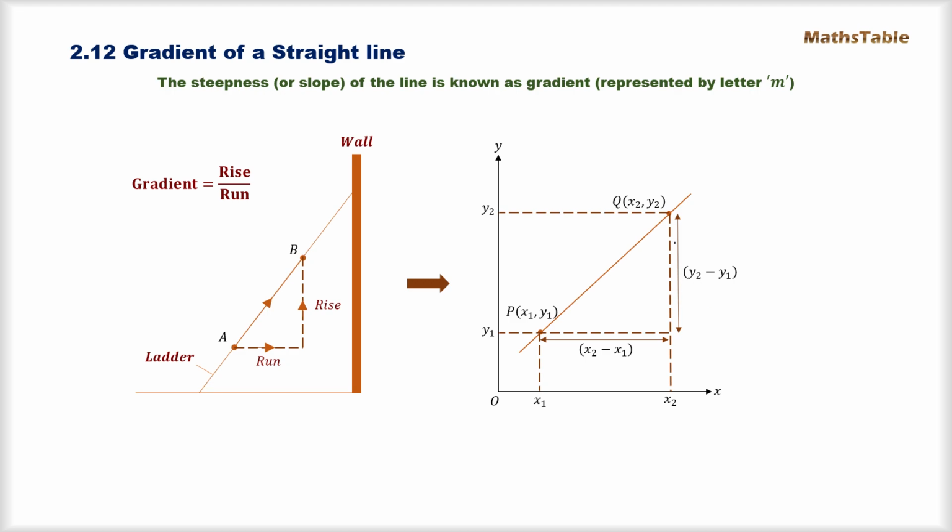Now together, this rise and run can be accommodated in the ratio rise to run, as before, and in this way we can obtain a simple general formula for finding the gradient between any 2 points on a straight line: (y2 minus y1) over (x2 minus x1). So this is how the basic formula of gradient is derived.